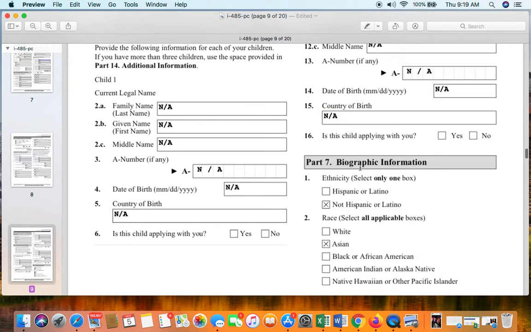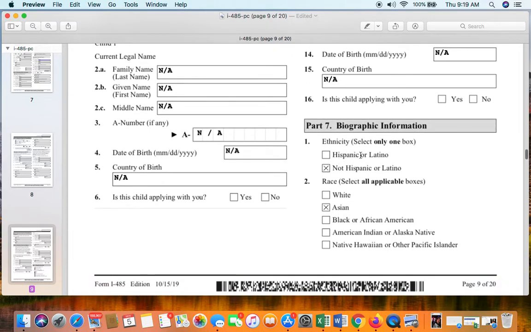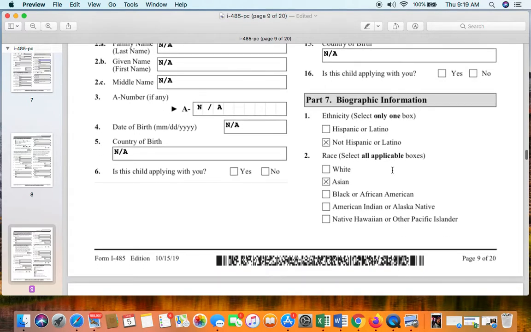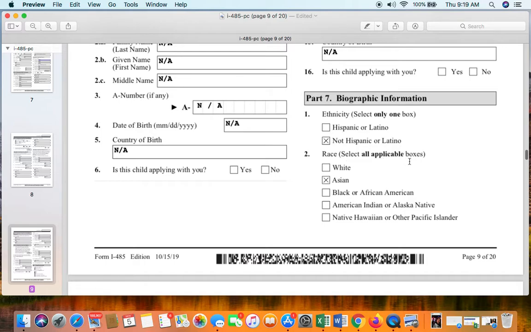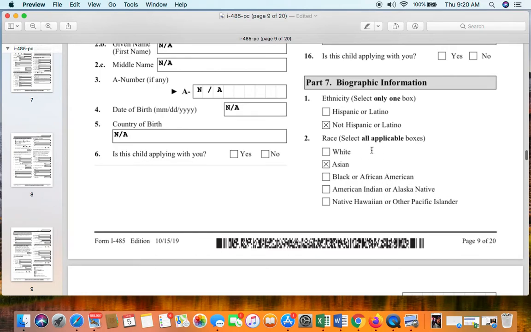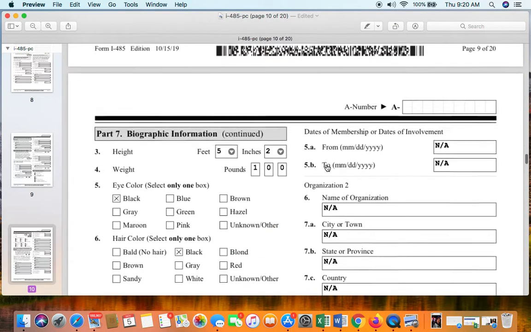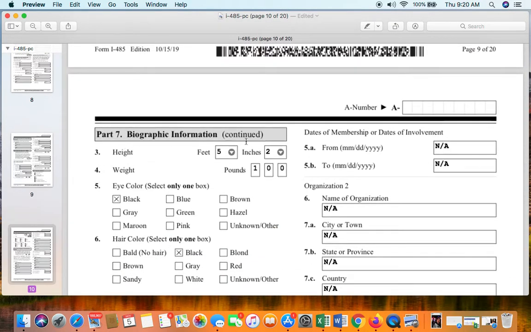So here in Part 7, biographic information, ethnicity, select only one box. Since I'm not Hispanic or Latino, I'm just going to put not Hispanic or Latino. Race, select all applicable boxes: White, Asian, Black or African American, American Indian, Native Hawaiian or Pacific Islander. I think I am in this category, so we can just put Asian.